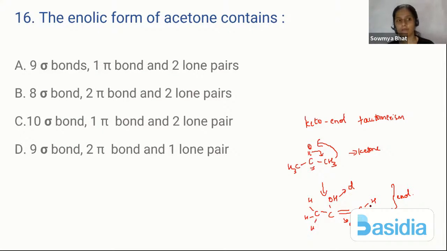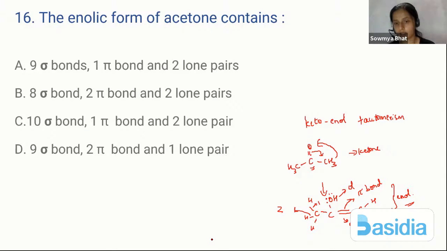Now, if you take this compound, you are asked to find out the number of sigma, pi bond, and the lone pair of electrons in the enol form, not in the ketone form. So read the question properly and then answer. So here, one lone pair of electron is on oxygen, and the second lone pair of electron is also on oxygen. Because of that, you can have two lone pair of electrons. So option A, B, C can be correct. D is ruled out. And there is only one pi bond. So option B is ruled out. Option A and C are remaining. Let's see the number of sigma bonds. So this is one sigma. This is second sigma.